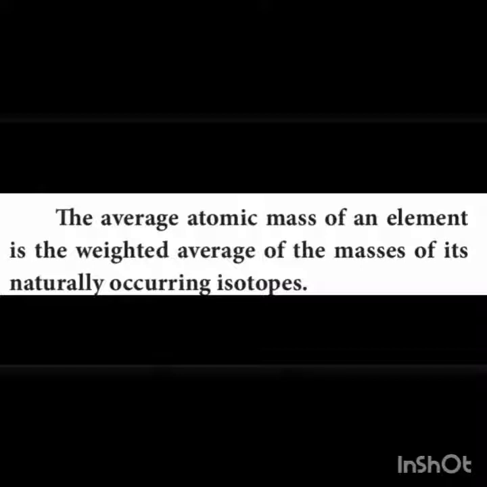Next, the formula for calculating the average atomic mass is equal to mass of the first isotope into percentage abundance of the first isotope plus mass of the second isotope into percentage abundance of the second isotope. Got confused? No problem. Let me deal with this with a video, and after this let us solve some problems. It will be very easy for you. Thank you children.